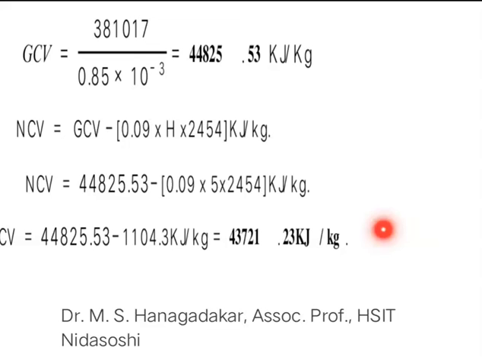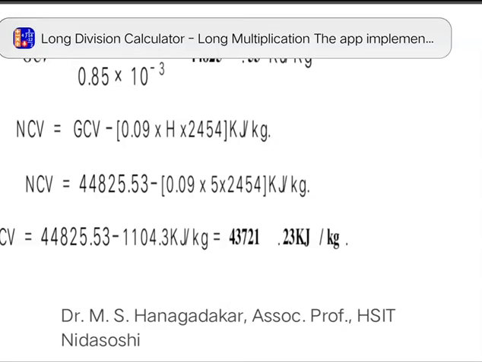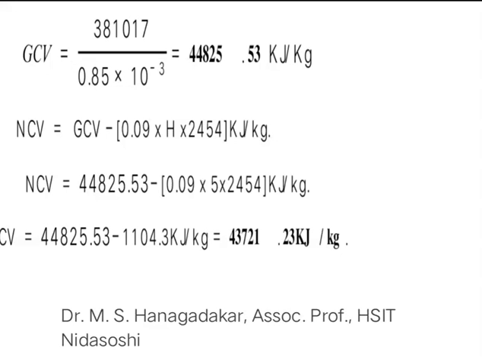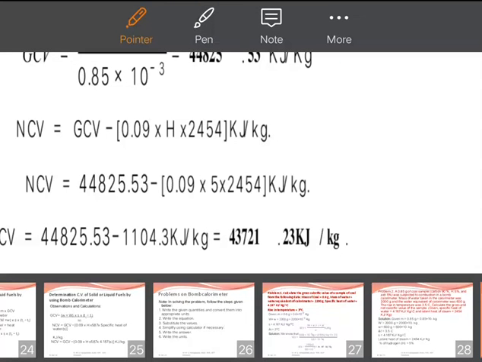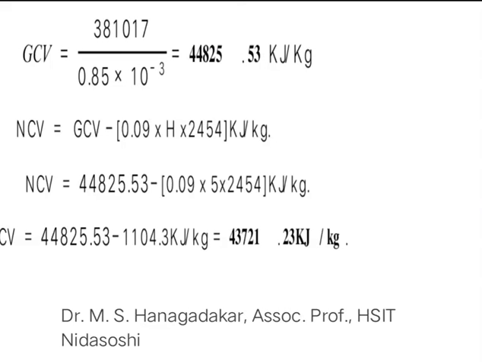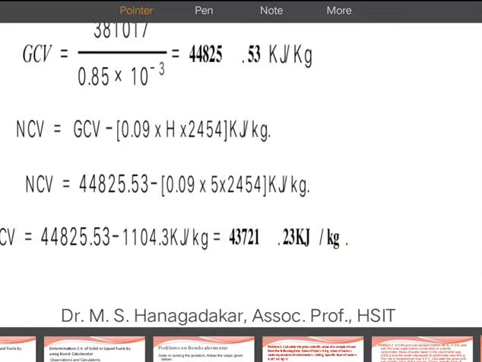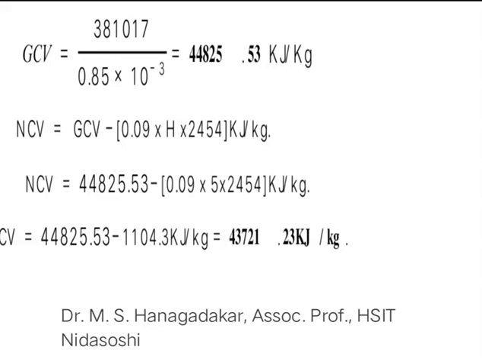43,721.23 kilojoules per kg. Always, net calorific value remains smaller as compared to gross calorific value, because net calorific value doesn't include the latent heat of steam or condensation. It only has the sensible amount of heat produced by the combustion of fuel. Thank you.